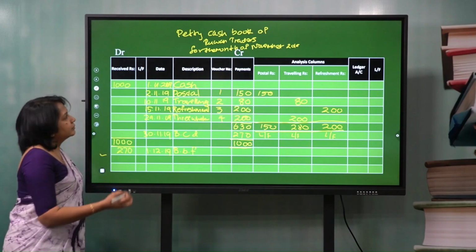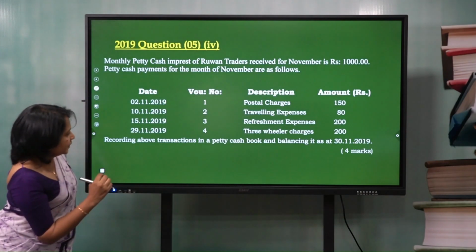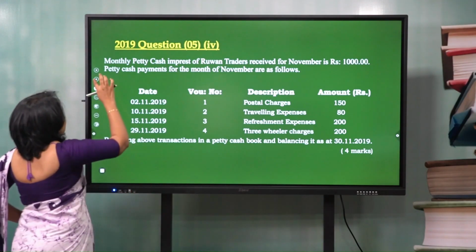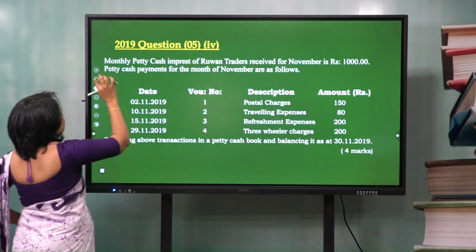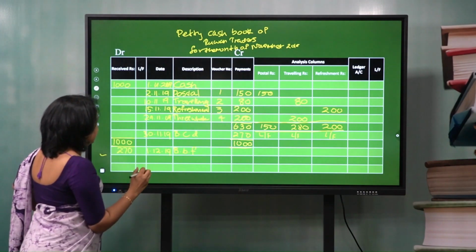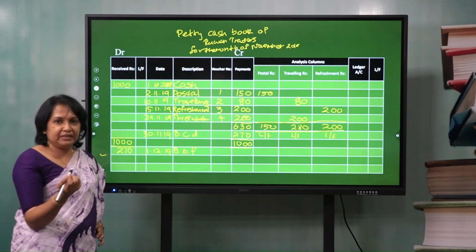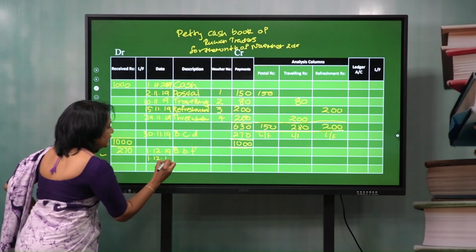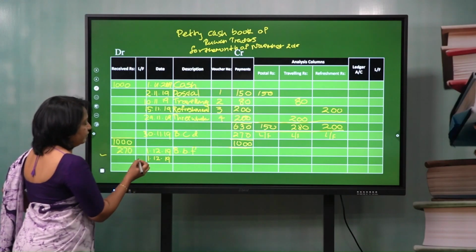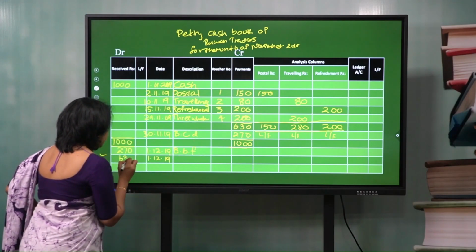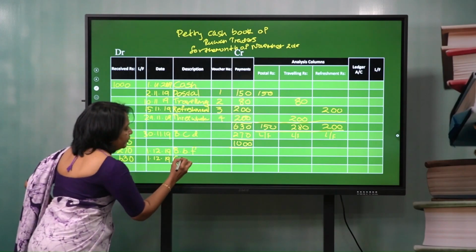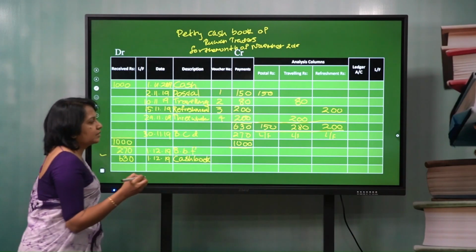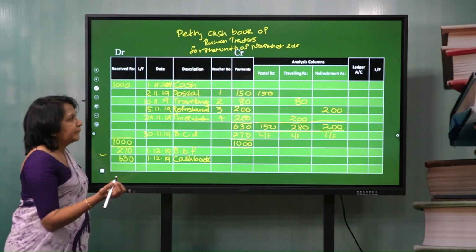But they don't say here that they have received the petty cash interest for the next month. But we have to record that in the petty cash book. That is because normally the petty cashier requests money from the main cashier. So we have to show that as 11/12/19. The amount they are asking is 630. And we have to write here cash book. So this is how you record transactions in the petty cash book.